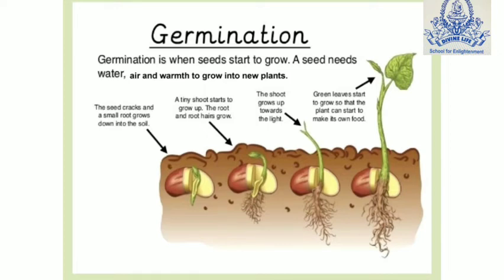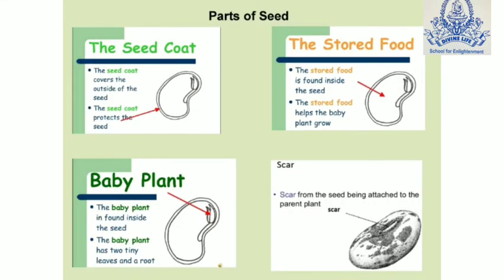Seed coat. The seed coat is the external covering of a seed. It protects the seed inside. When we remove the seed coat, we get seed leaves. They store food for the baby plant inside. Now next is the scar. The scar is the spot where the seed is attached to the plant. And the baby plant is found inside the seed and develops into a new plant.